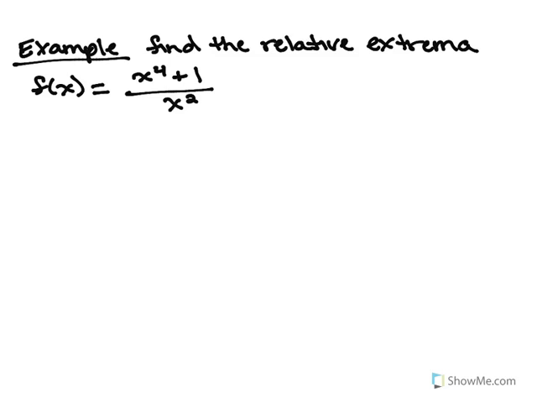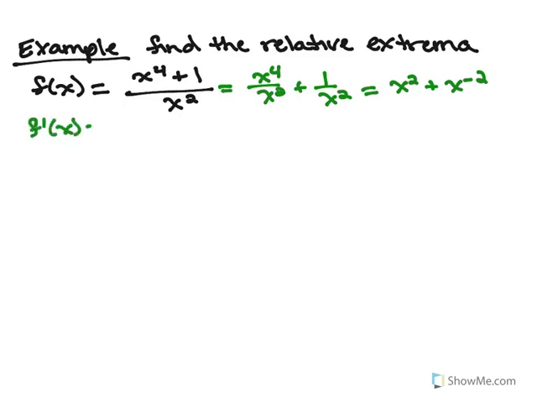How many terms are in my denominator? One. So we're going to separate this and say this is x to the 4th over x squared plus 1 over x squared, which simplified then is x squared plus x to the -2. It's going to make life easier to take a derivative, right? Then all I have to do is power rule. So my derivative is 2x minus 2x to the -3.